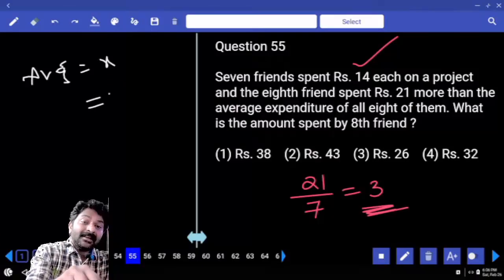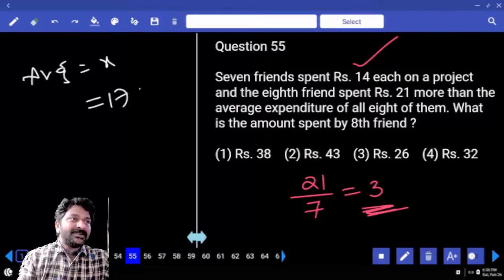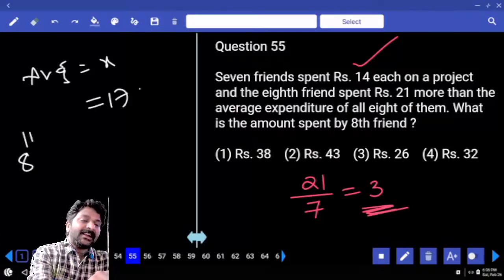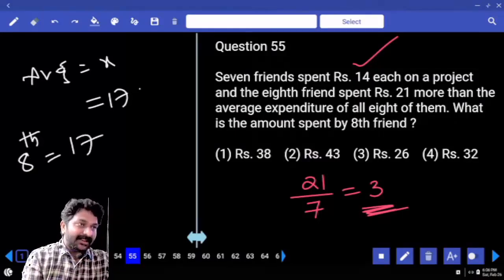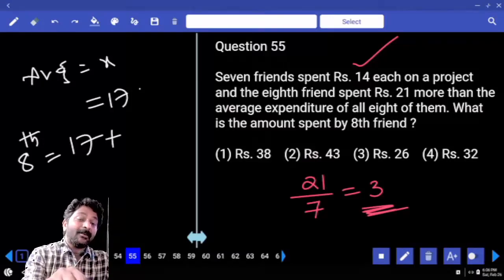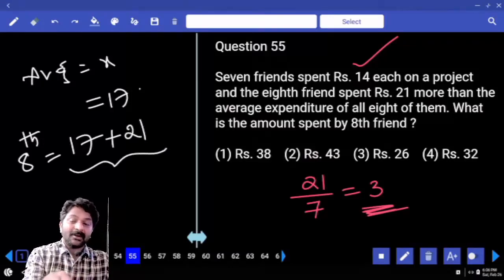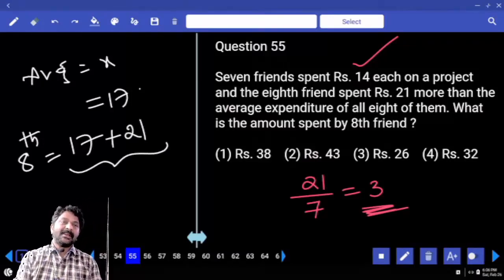17. Your average is equal to 17. But we were asked to calculate the amount spent by the 8th member. That means he spent the average money, that is 17 rupees, plus extra how many rupees? 21. So how much is the answer? 38. That's all.